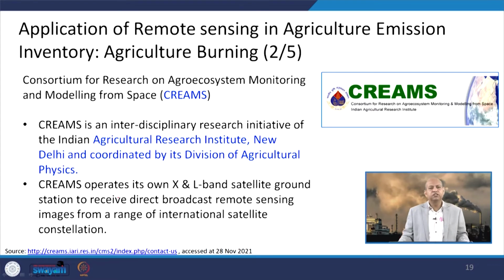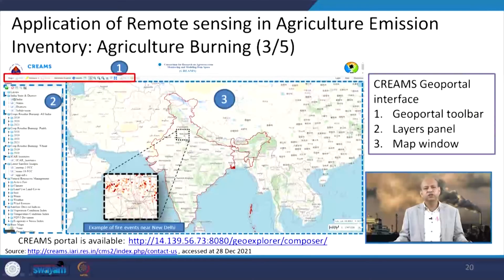So this is an interdisciplinary research initiative of Indian Agriculture Research Institute, IARI, in New Delhi, and it is coordinated by the Division of Agricultural Physics basically. So the CREAMS operates its own excellent band satellite ground station and receives the direct broadcast remote sensing images from a range of international sites. These satellite constellations are also there. So a lot of information inflow is there.